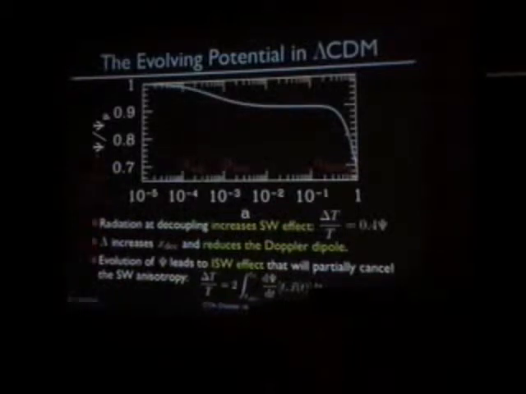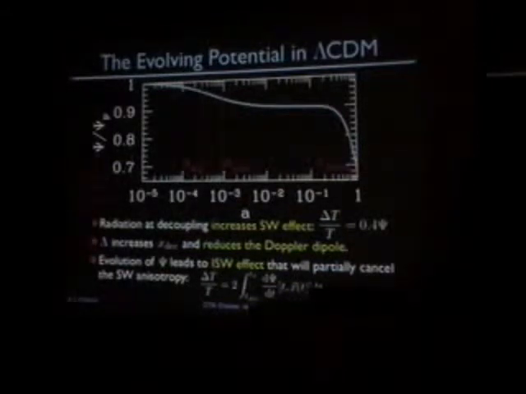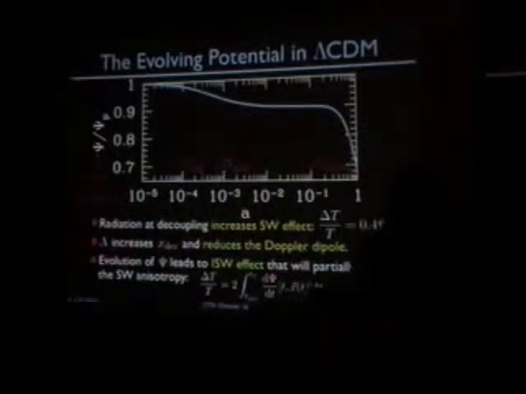Lambda comes into this mainly through the distance to the surface of last scattering. It reduces the Doppler dipole that way. It also introduces an ISW effect. Then you can see that the signs here are kind of interesting. We've increased the Sachs-Wolfe effect, and we've reduced the Doppler dipole relative to what we had before. So now we can see that the Sachs-Wolfe effect is not going to be perfectly canceled. But now we have an integrated Sachs-Wolfe effect that's negative that could come in and pick up the slack.